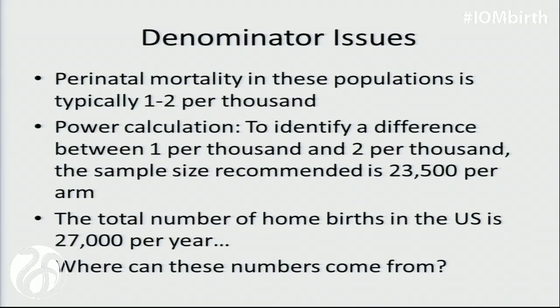Okay, now, all day yesterday we talked about small numbers, particularly around perinatal mortality, neonatal deaths. In these kinds of settings, it's about 1 to 2 per 1,000. Power calculations, if you want to show differences even at the level of 1, that's on the order of 23,000 births in each arm. Total number of home births in the US is 27, now 29,000. So we have struck power issues, difficulty issues, if we're looking for small differences here.